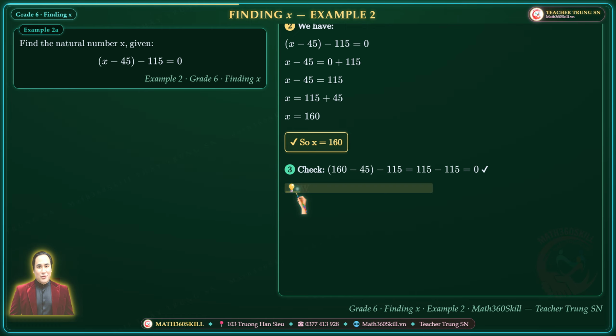Correct? Way 2. Let's remove the parentheses instead. X minus 45 minus 115 equals 0. 45 plus 115 is 160. So x minus 160 equals 0. Then x equals 0 plus 160. So x equals 160. The same answer, 2 different ways, 1 result.